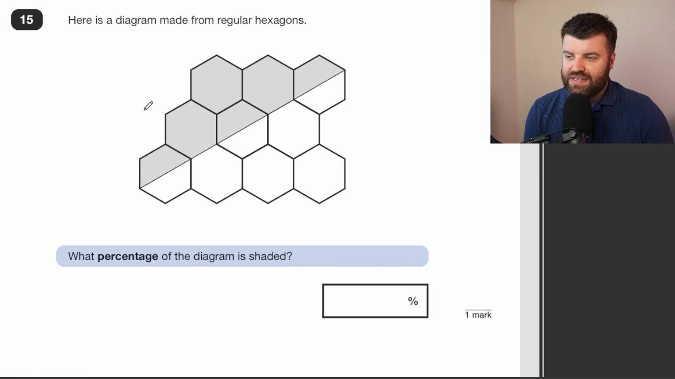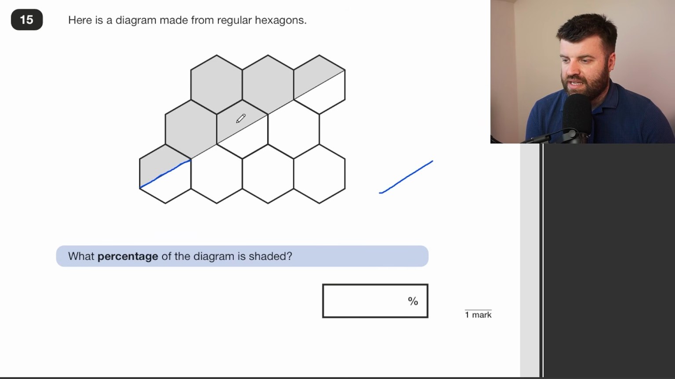Question 15. Here is a diagram made from regular hexagons. What percentage of the diagram is shaded? So the thing we need to do here first is to work it out as a fraction. Then we can do some converting to percentages after. And what we hopefully notice here is because these are regular hexagons, if we cut across this hexagon here, we're actually cutting it exactly into half.